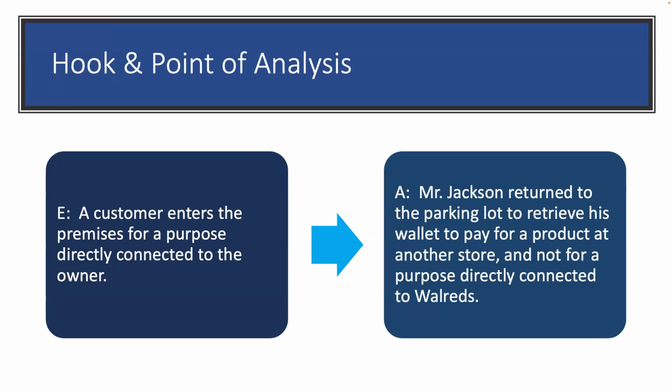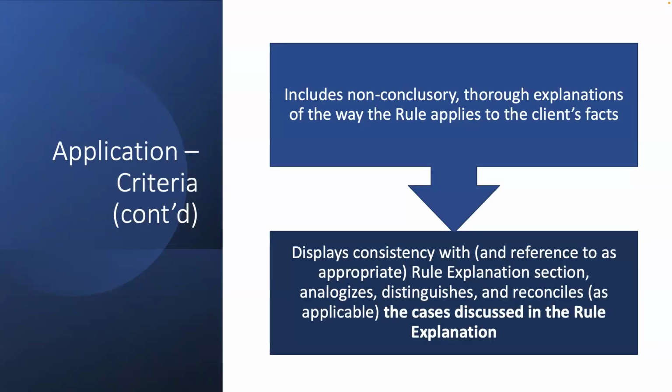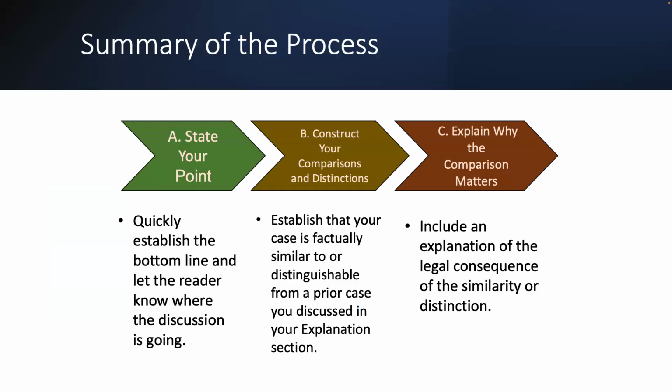Once you have done a point of analysis, now it's time for you to do your application. Remembering that your application includes non-conclusory, thorough explanations of the way the rule applies to your facts, and you need to display consistency, and you need to reference your rule explanation section by analogizing or distinguishing or reconciling the cases that you have in your explanation section. Quick summary of the process. You state your point of analysis. Now you construct your analogies, whether they be comparisons or distinctions, or the cases that you use in your explanation, and then you need to explain why it matters.